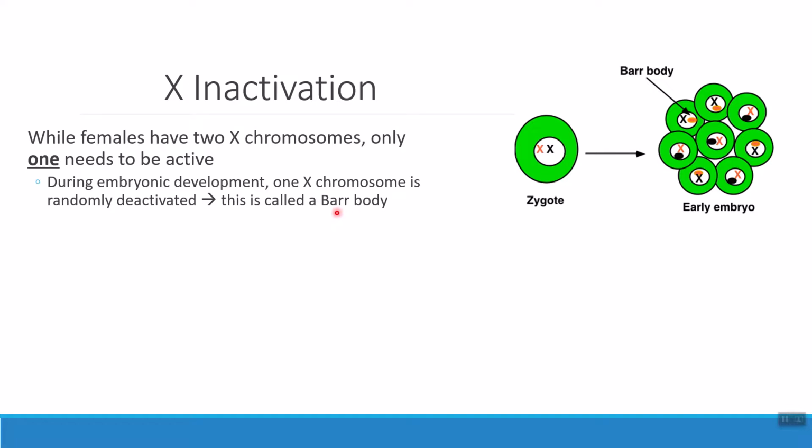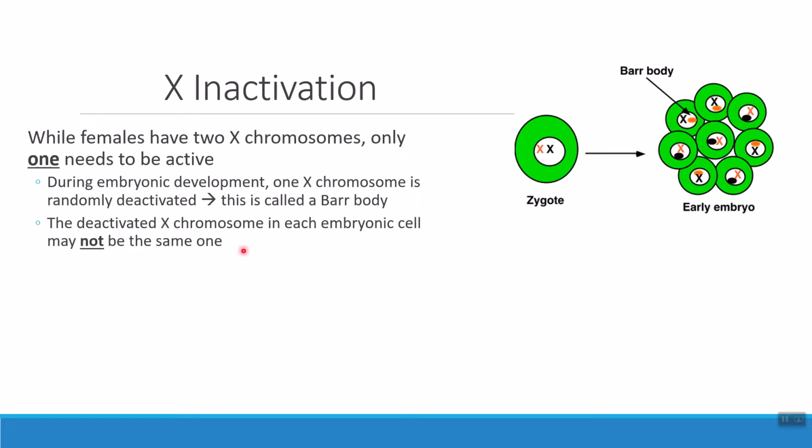And I want you to underline, highlight, star that word, bar body. This is what I call the X chromosome that's deactivated, it's been collapsed down. The genetic information that's stored on that X is inaccessible to the cell. It's only going to use the other X to get that information.